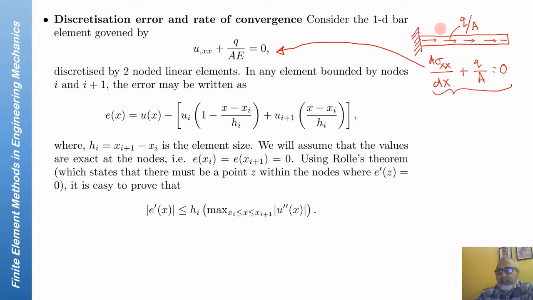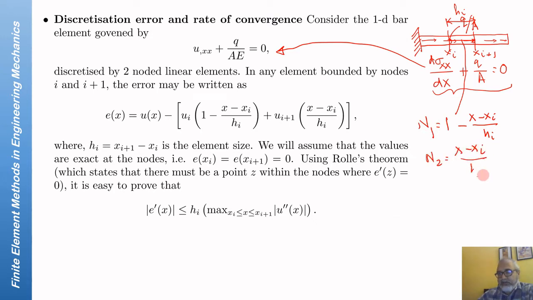And now if we discretize it with linear truss elements, so this is xi, this is xi plus 1, these are the nodal coordinates, and then we know the shape functions for this. At any point x here, the shape functions are N1 equal to 1 minus (x minus xi) by hi, where hi is the length of this element, the element size, and N2 is (x minus xi) by hi. So these are the shape functions.